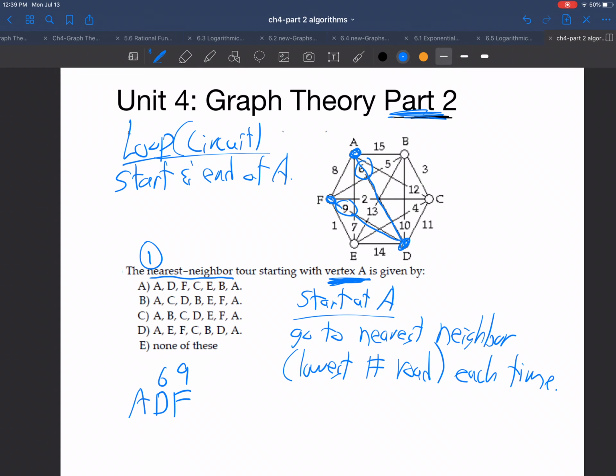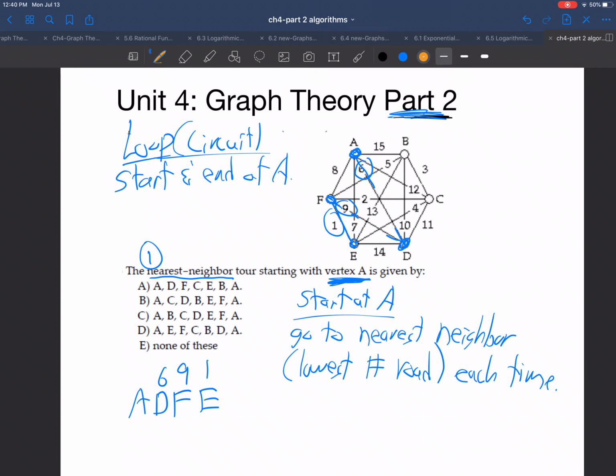Okay, we've got 3 cities left. So what are the options? We could go to B for 5. We could go 2 to C. That's 1 to E. So what's the nearest neighbor? The 1, clearly to E, isn't it? So let's do that. We'll go to E, which is only 1 minute away. That's a very near neighbor. 2 cities left. We've got to go to B, and we've got to go to C. Which one of those is the nearest neighbor from E? Well, the 4 to the C. That's the nearest neighbor.